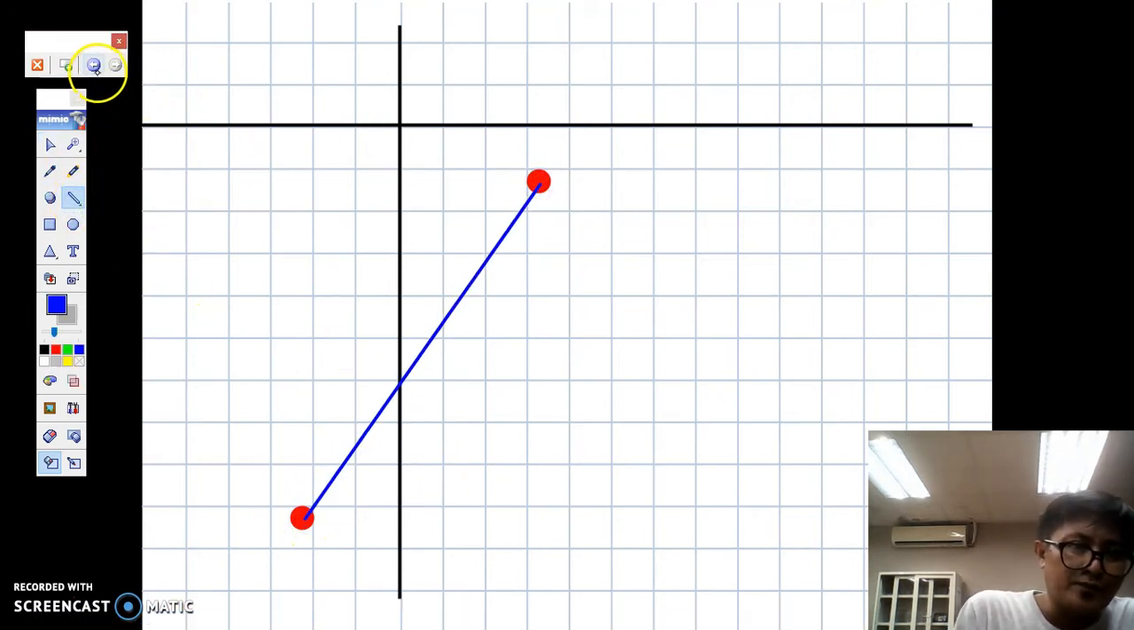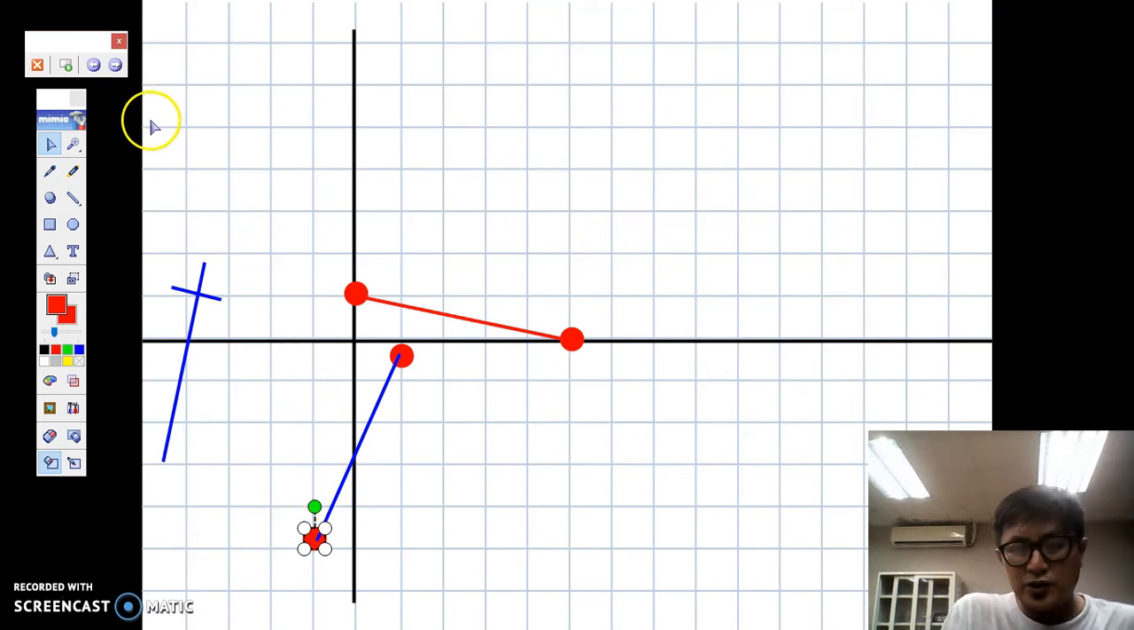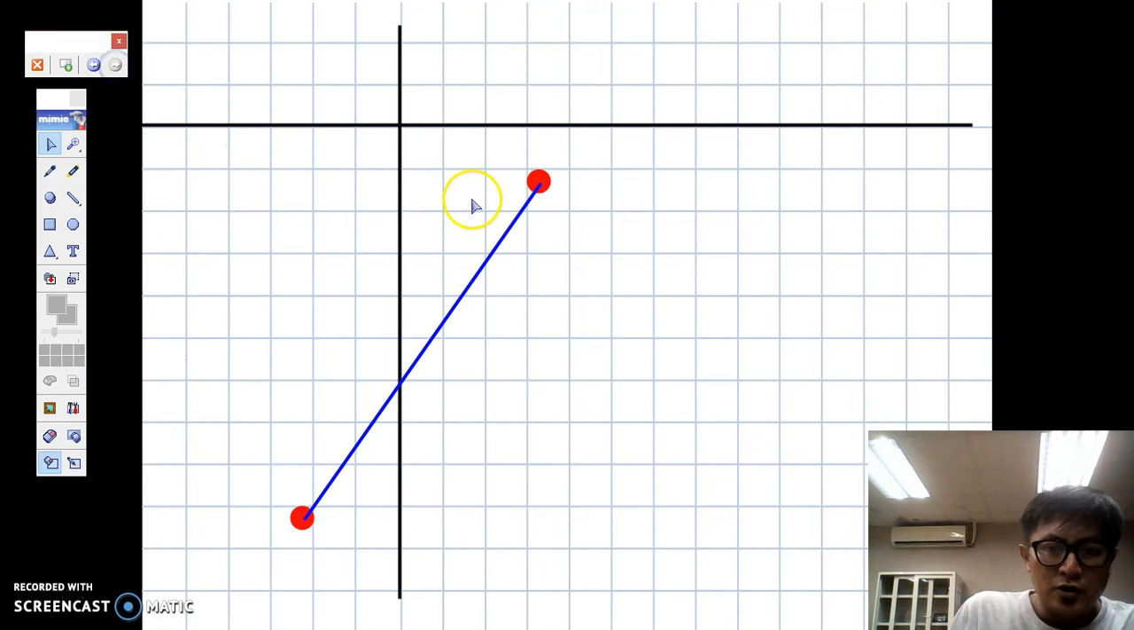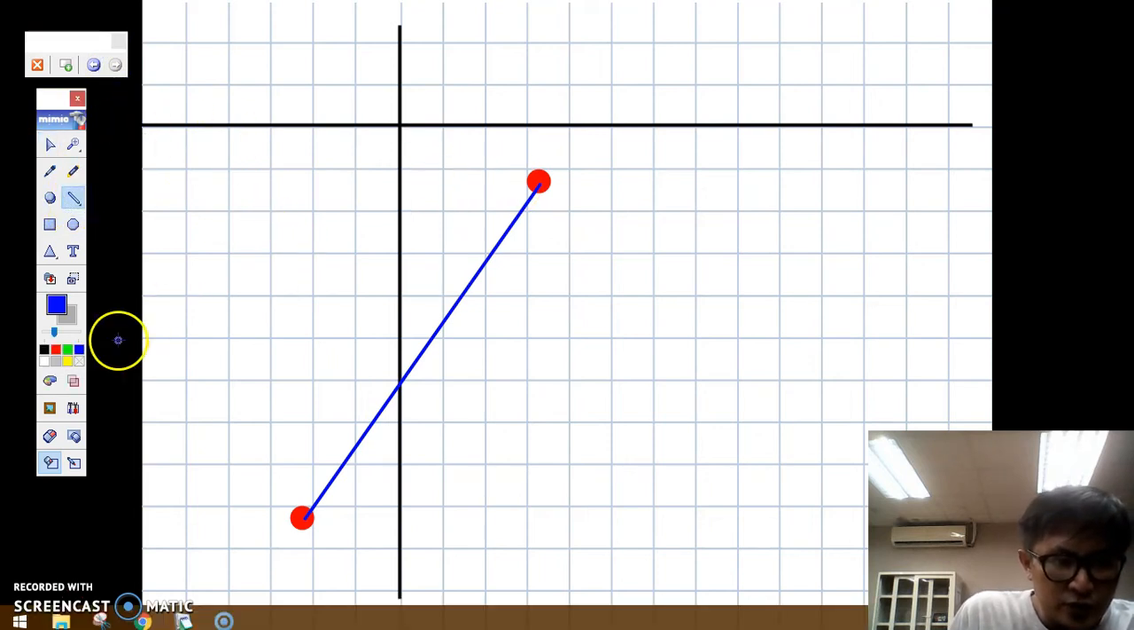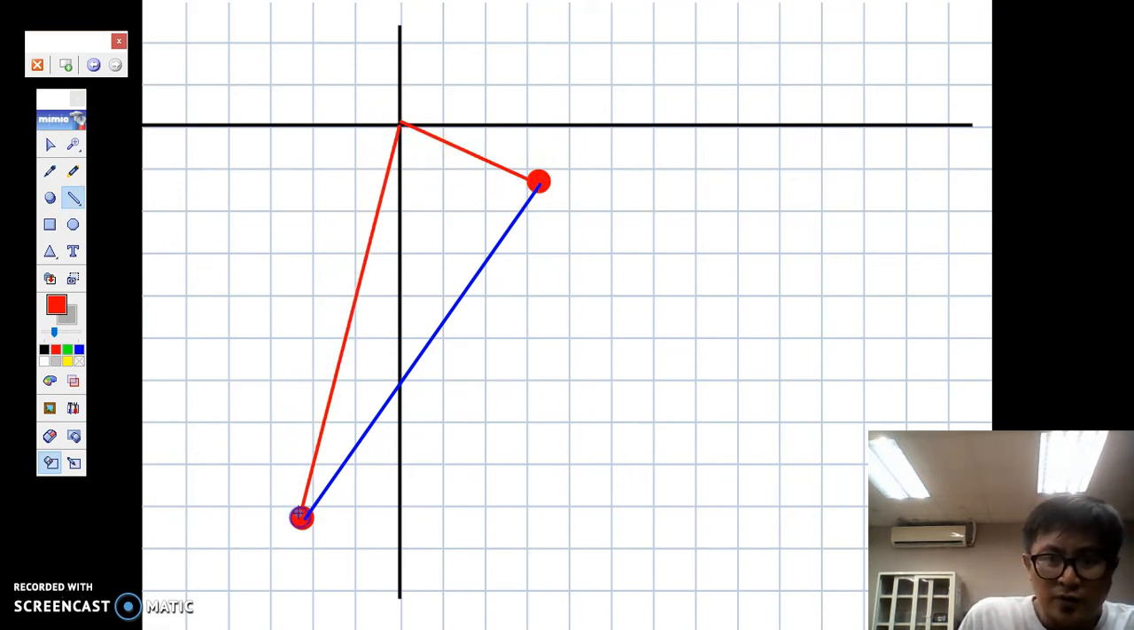So remember that this point here is still 1 unit away from the origin, and this point right here is still 5 units away from the origin. Remember that physical properties will not change because of rotation. So meaning, I'm connecting it using a red line now. This right here from the origin to this point is 1, and this to the other point is also still 5.